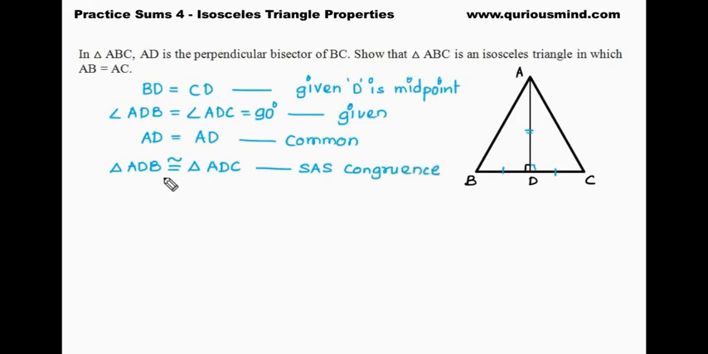Triangles are congruent, that means the corresponding parts are going to be equal. AB is equal to AC, that's what we were set to prove. And that means triangle ABC is an isosceles triangle where AB is equal to AC. Let's move on to the next sum.